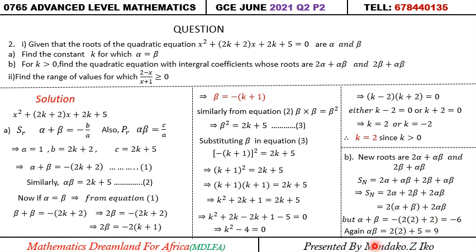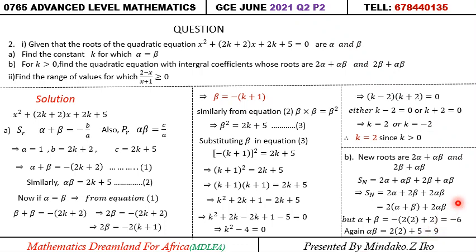Again, for our alpha beta, this is our alpha beta here in equation 2. From equation 2, we are still going to put the value of k, which is 2. So I'm going to put 2 times 2, then plus 5. 2 times 2 is just 4, then 4 plus 5 is 9. Okay, so that is it.